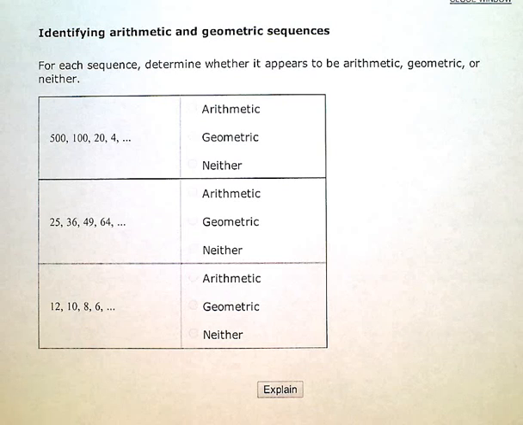Identifying arithmetic and geometric sequences. For each sequence, determine whether it appears to be arithmetic, geometric, or neither.